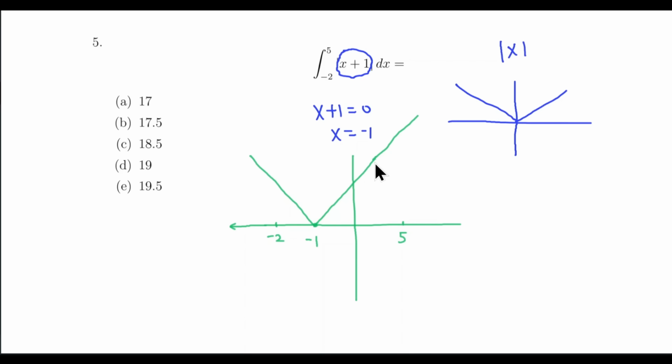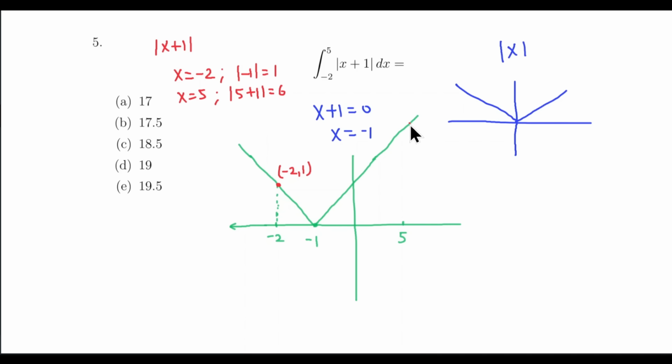We know that integration is the area under the curve. So all we have to do is find what is the y coordinate at negative 2. It's pretty easy. I'll just put x as negative 2 over here. So absolute value of x plus 1 when x is negative 2, I will get absolute value of negative 1, which is 1. So this is going to return me negative 2 comma 1 as the height. And at 5, I'm going to get absolute value of 5 plus 1, which is 6. So 6 is probably somewhere here.